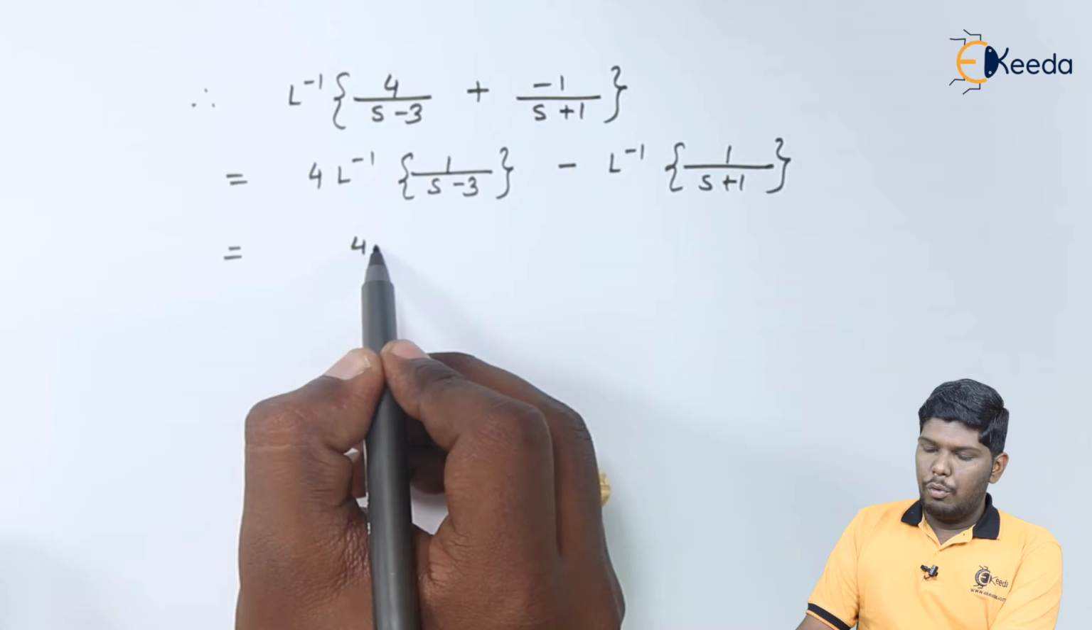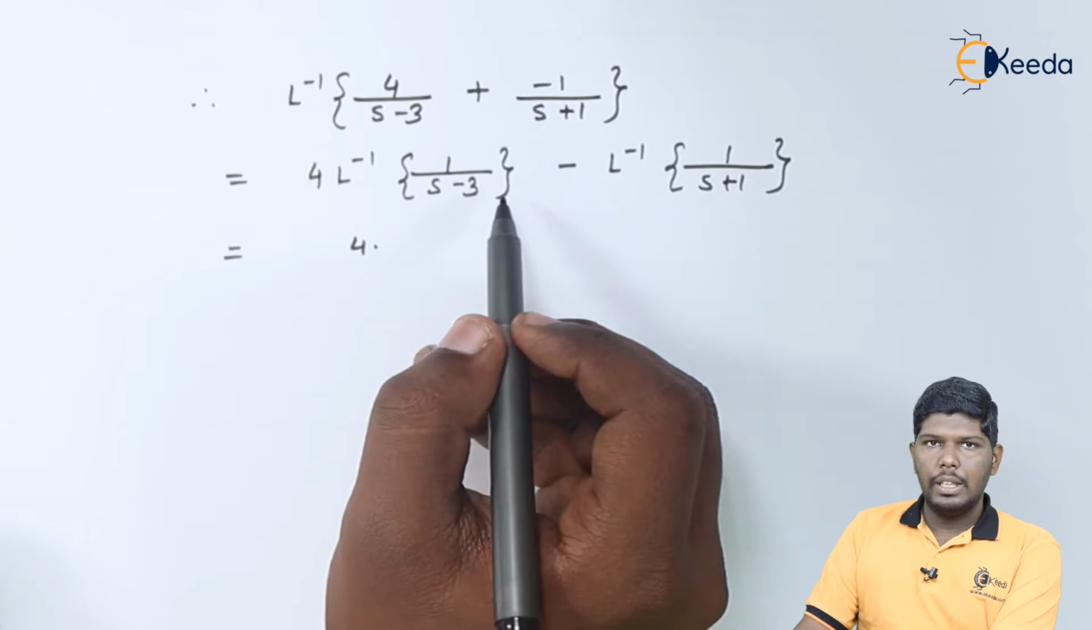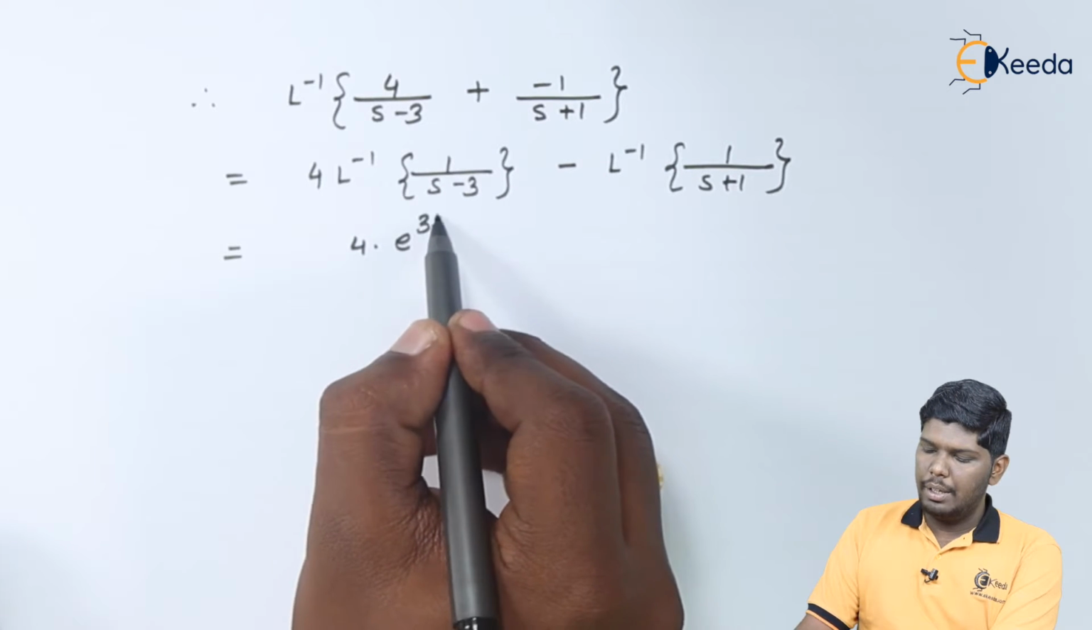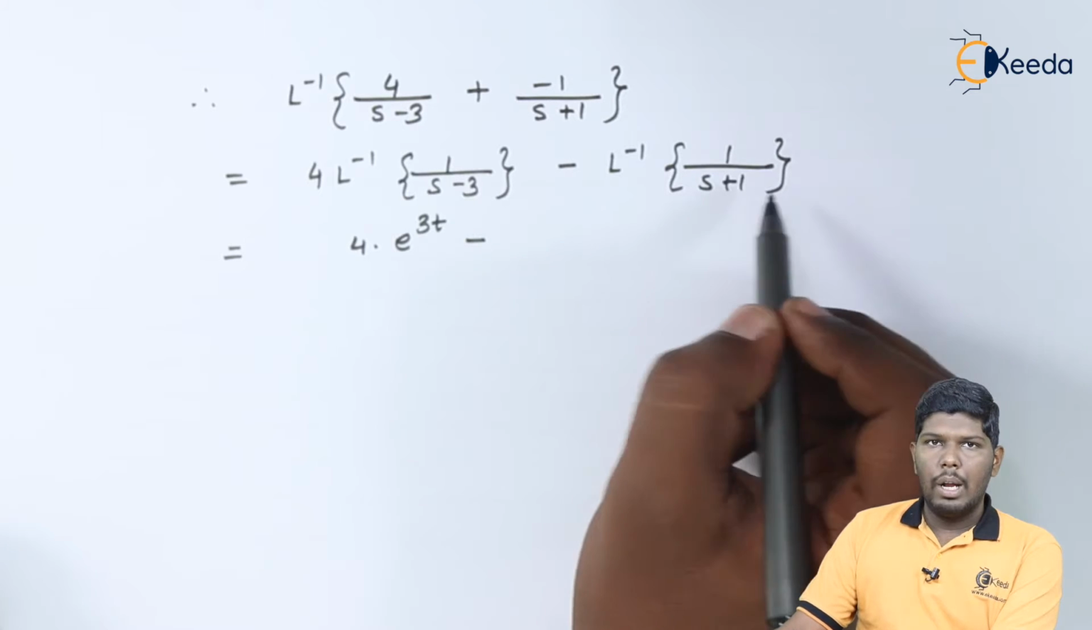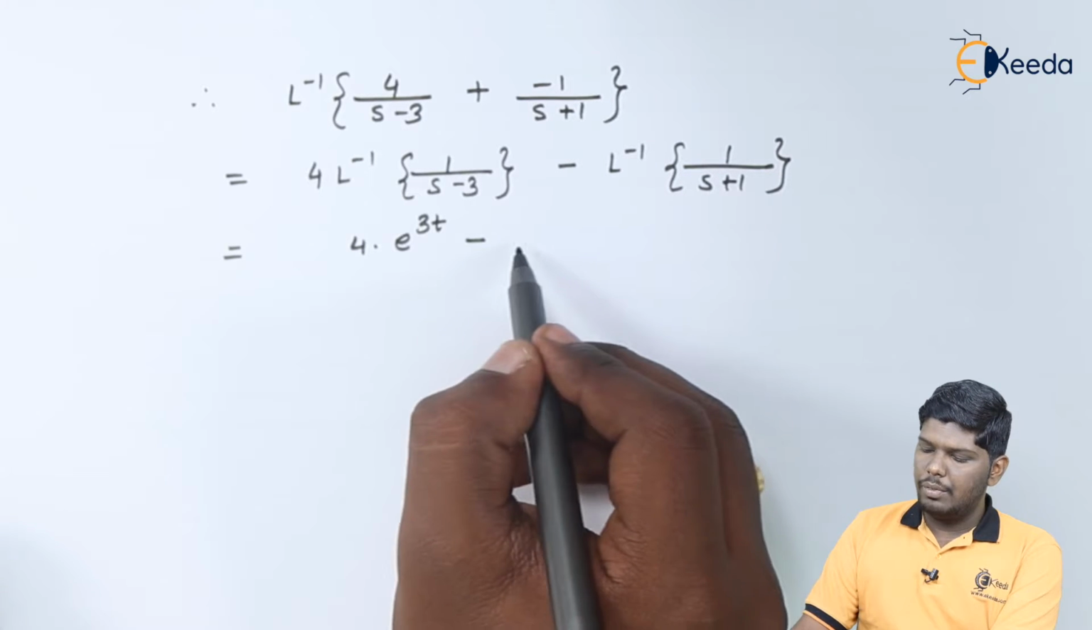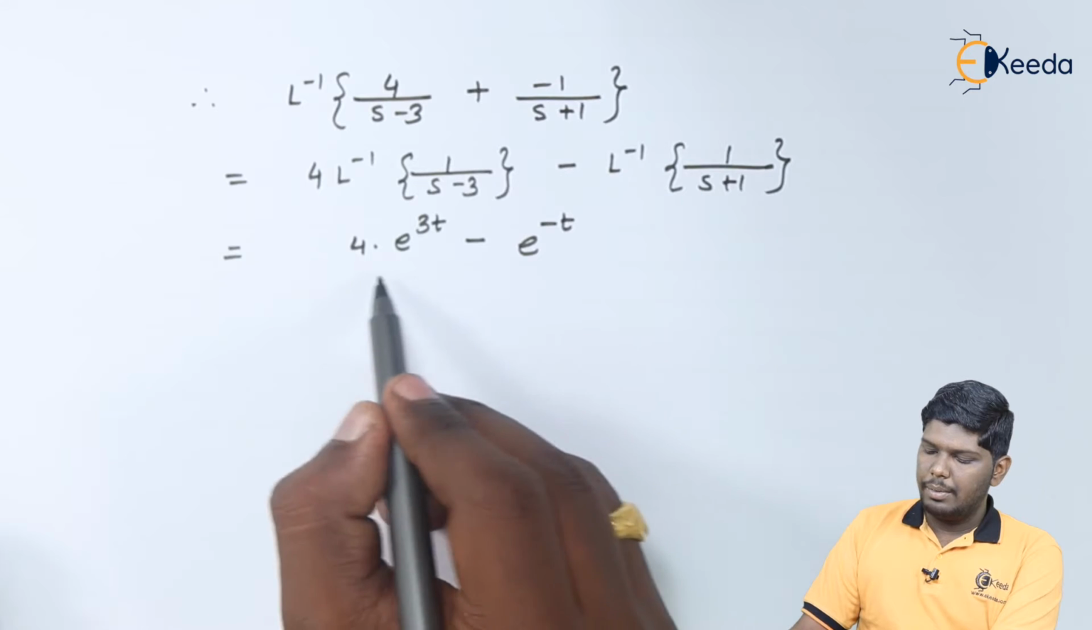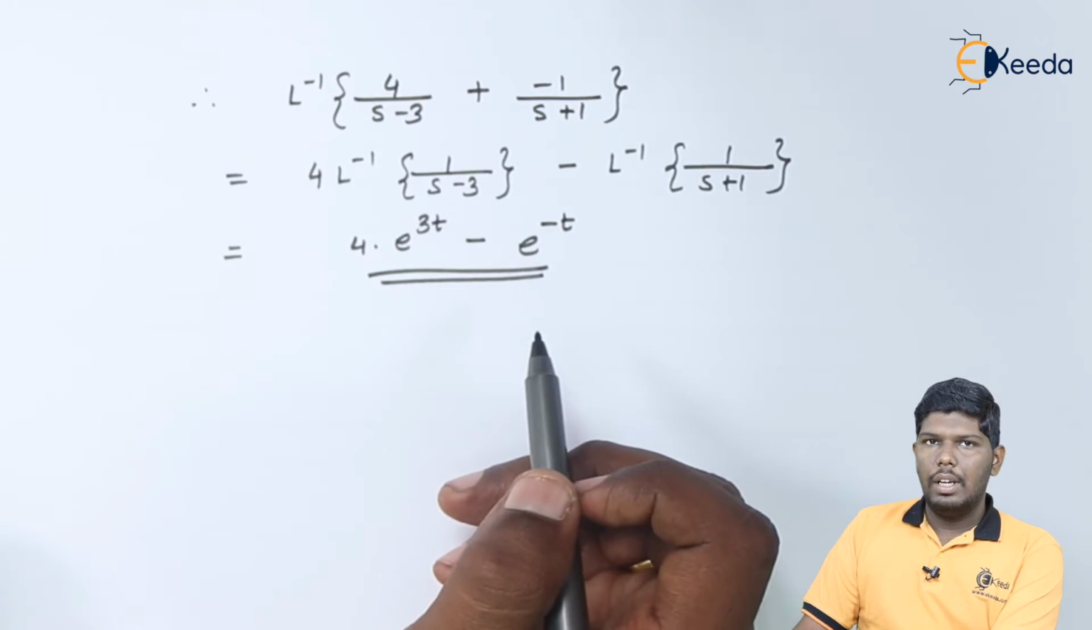So the final answer will be 4 into Laplace inverse of 1 upon s minus 3, which will give you e raised to 3t, minus 1 upon s plus 1, its Laplace inverse will be e raised to minus t. This is our final answer.